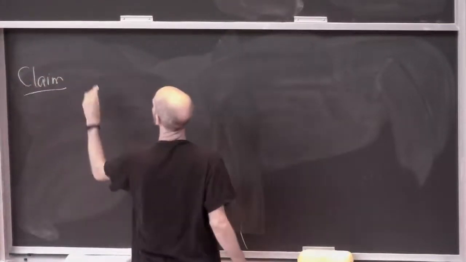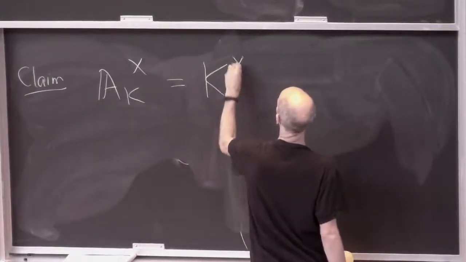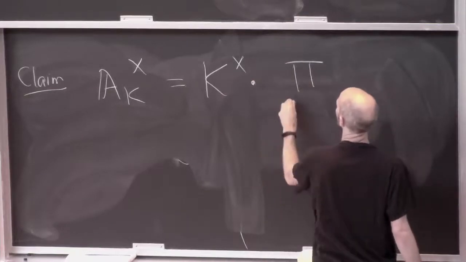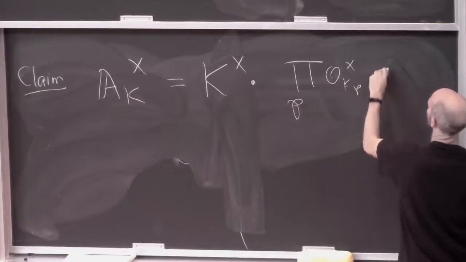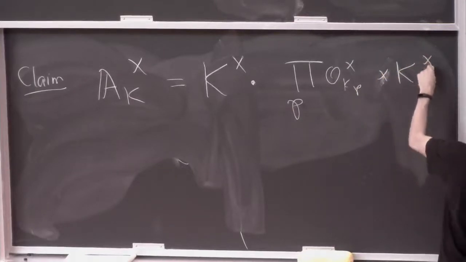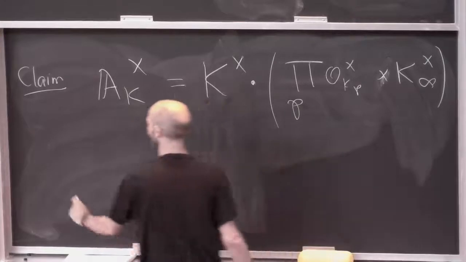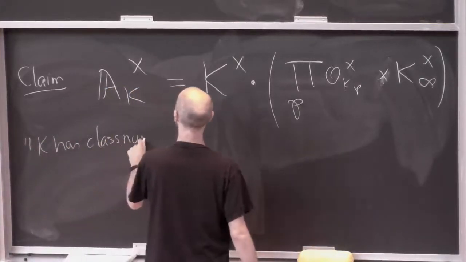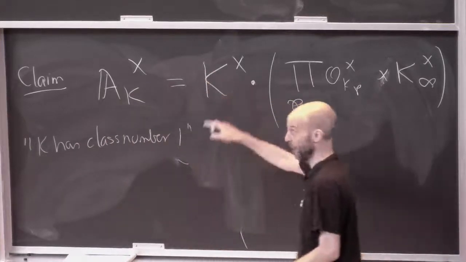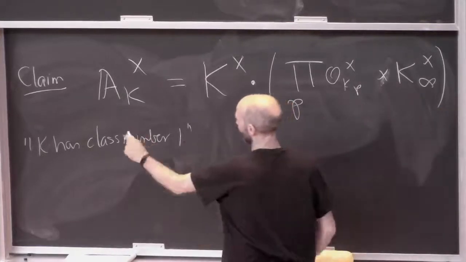I'm just going to claim this: A_K star is K star times the product for all primes p of O_Kp star times K infinity star. This is a very fancy way of saying that K has trivial class group. In other words, K has class number 1. These statements are the same. So let's see why.